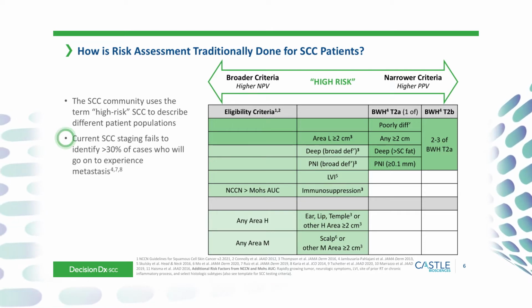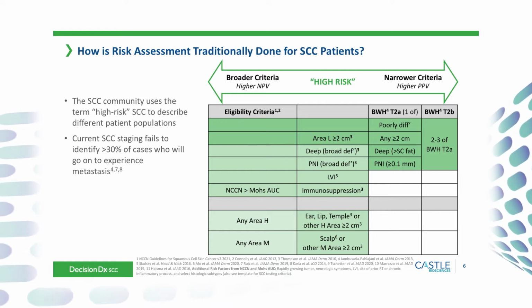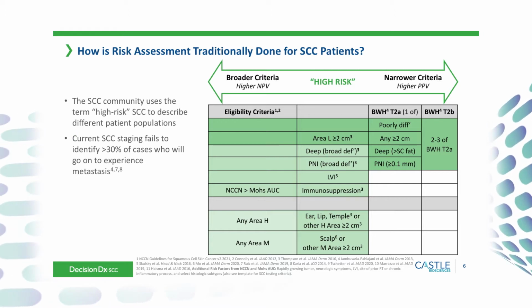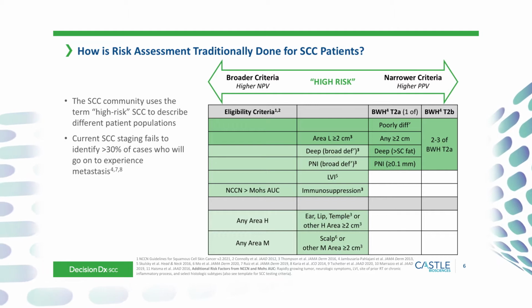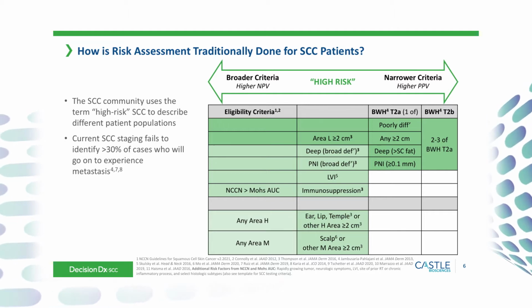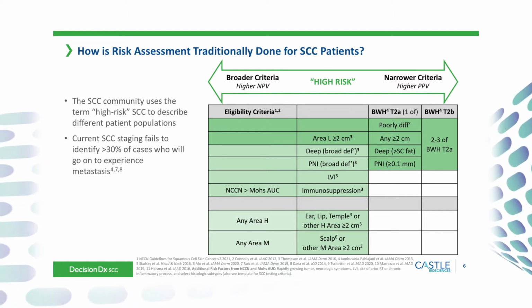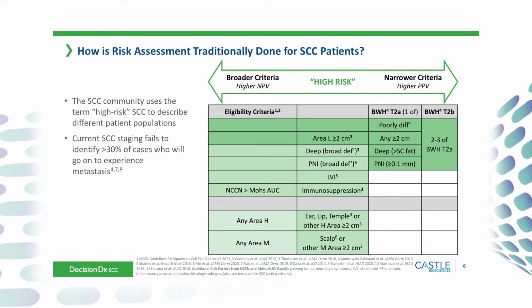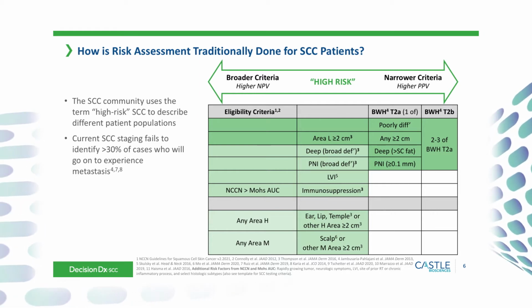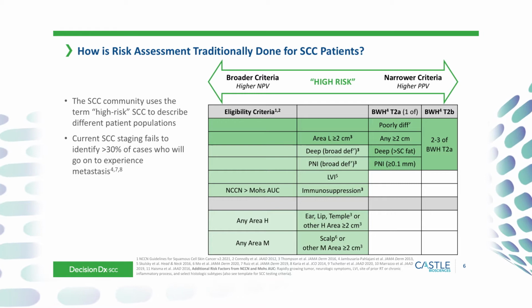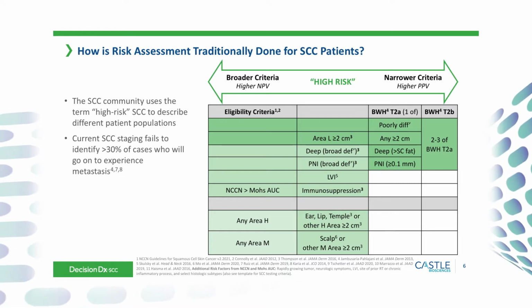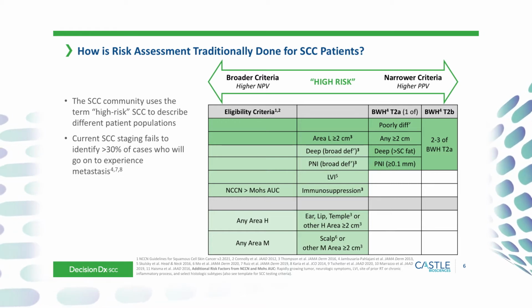One is that even when patients are staged appropriately, it fails to identify over 30% of cases who will go on to develop a metastasis. So what that means is that there are 30% of the patients who go on to develop a metastasis who were not called high risk at the time of their initial evaluation.